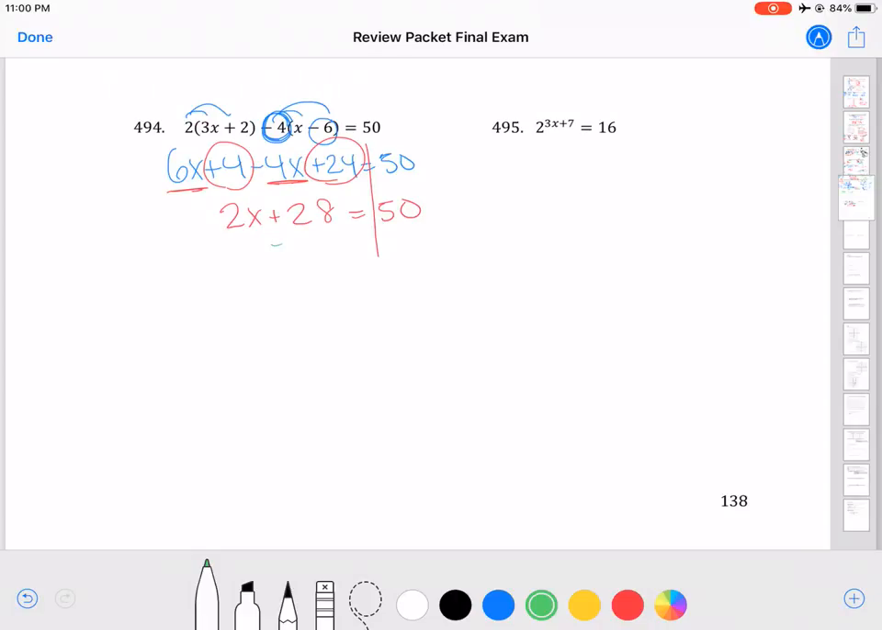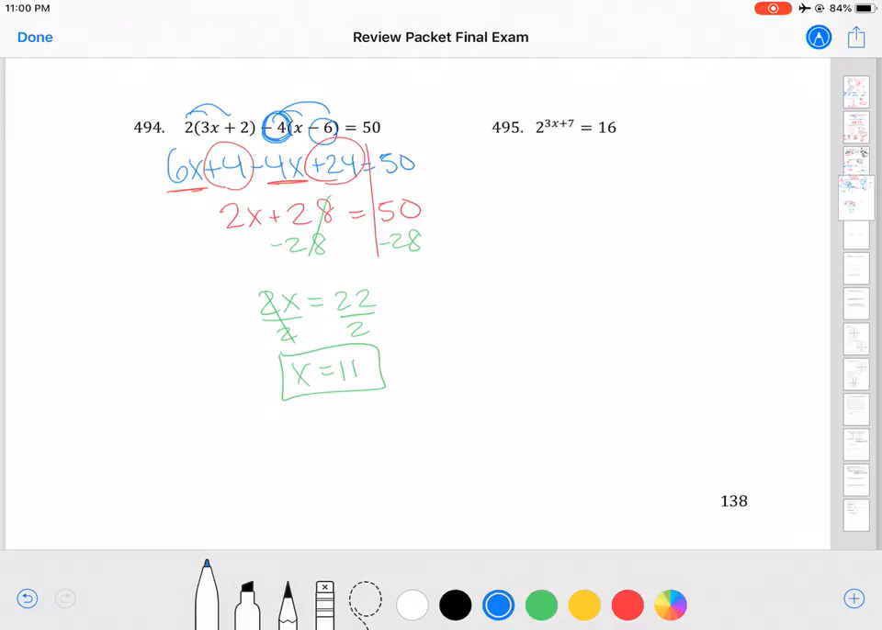And then here we are at that home base form again. Get rid of what's being added or subtracted first. I'm going to subtract that 28 from both sides. So the 2x is going to come down, and then 50 minus 28 gets me 22. And then I divide both sides by that 2, which is being multiplied by the x, so I do the opposite, and I get x equals 11, which can also be checked.